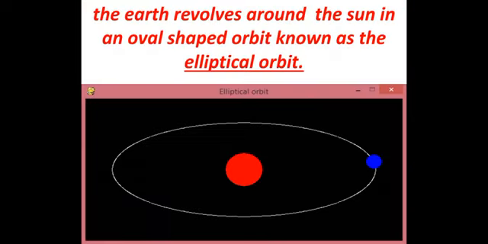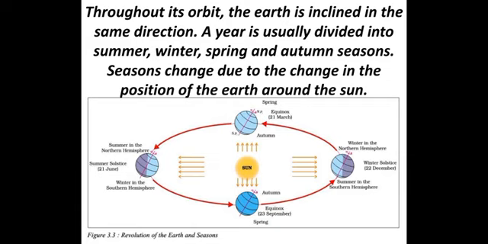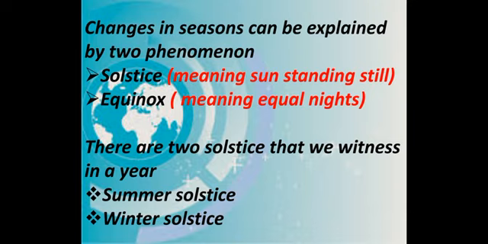The earth revolves around the sun in an oval-shaped orbit known as the elliptical orbit. Throughout its orbit, the earth is inclined in the same direction. A year is usually divided into summer, winter, spring, and autumn seasons. Seasons change due to the change in the position of the earth around the sun. Changes in seasons can be explained by two phenomena, that is, solstice and equinox. There are two solstices that we witness in a year, that is, summer solstice and winter solstice.